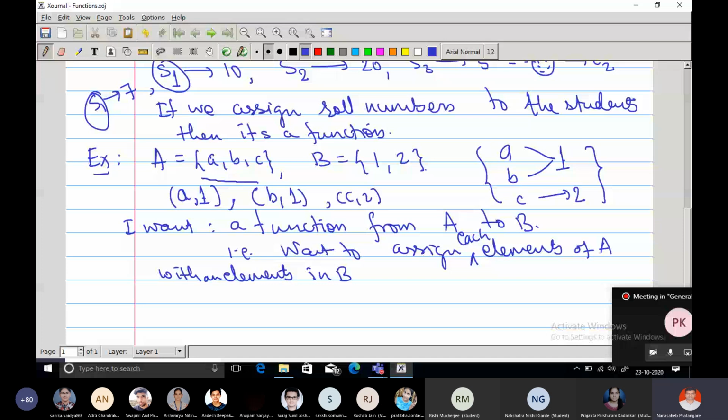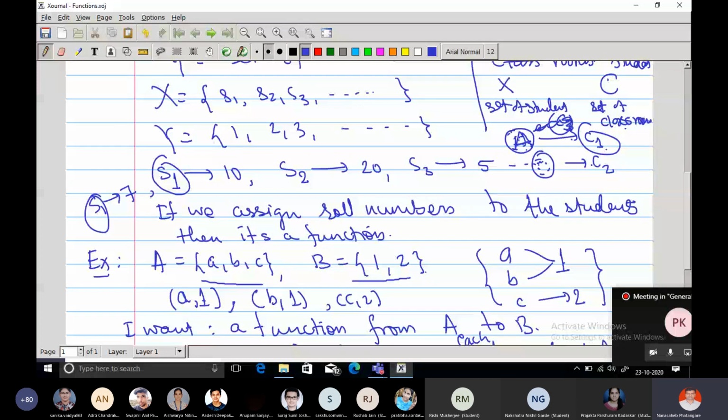You understand this? So some classrooms might not have any class assigned, so that is not an issue. It will not create any issue. Therefore, it is not necessary that every member of set B is assigned with a member of A.